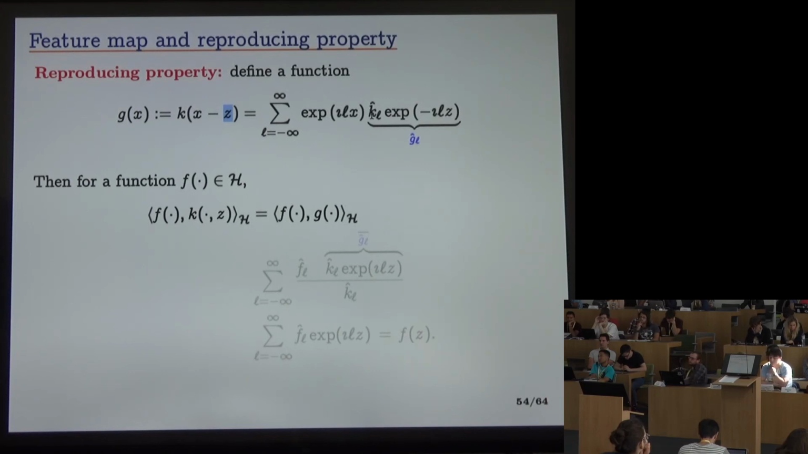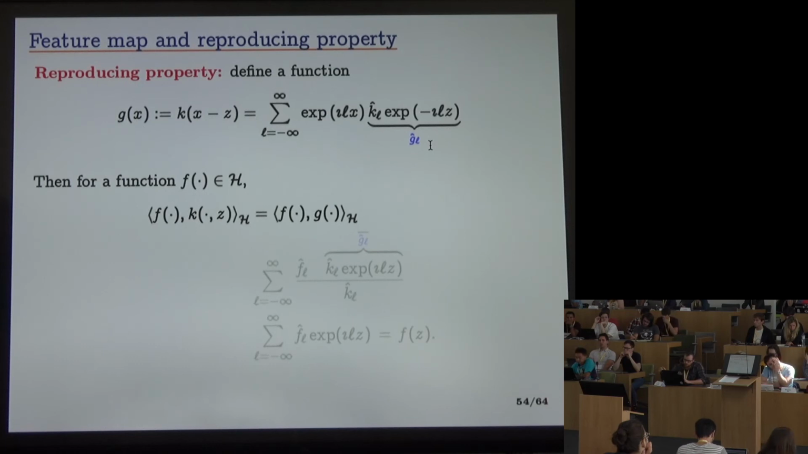This g hat L is just the Fourier coefficients of my k times e to the square root of minus 1 L z. Literally, I've taken my Fourier transform of k, and I've said this bit here is g hat L, my coefficients, and this bit here are my features. So my features are of x, and my coefficients contain in them the z. Is that clear, or are there questions about that?